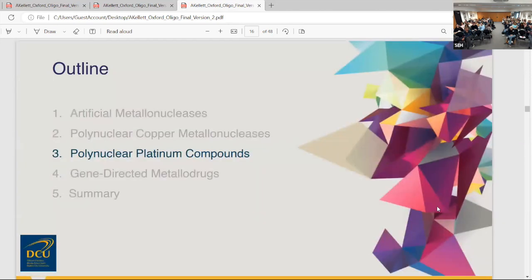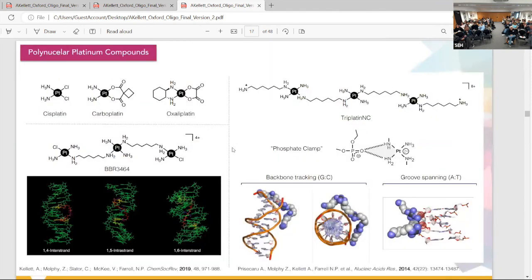Okay. So I think in the interest of time, I'll just go through this polynuclear platinum section quite quickly. So I think everyone should be familiar with the clinically approved platinum drug molecules, cisplatin, carboplatin, and oxaliplatin. And in recent years, to circumvent some of the resistance mechanisms, the group of Nicholas Farrell developed these polynuclear platinum compounds that can do long-range cross-linking interactions. And this is the first non-cisplatin chemotype to get to phase 2.